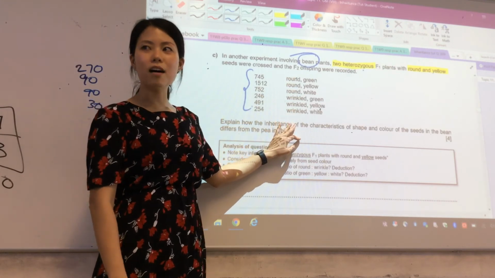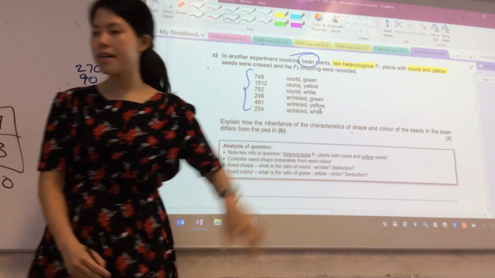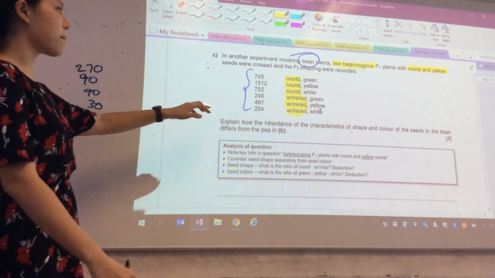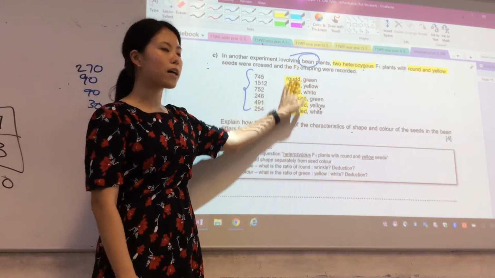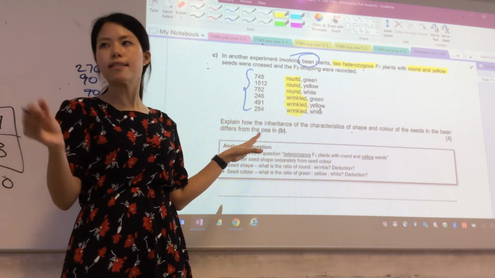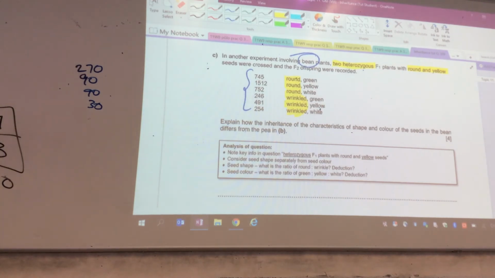There's another color that appeared, right? There are two gene loci, so please split it up. If you're looking at the round versus wrinkled gene locus, is it the same or different from the pea plant? It's the same. What you can do with these numbers is separate it into two gene loci and look at the ratio. So let's look at the ratio for round to wrinkled first.